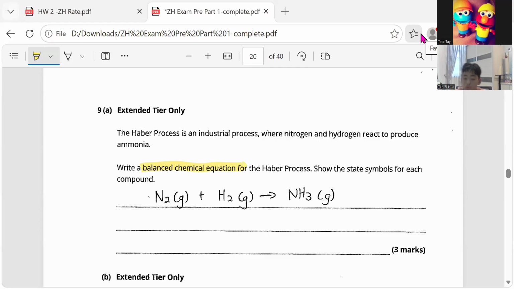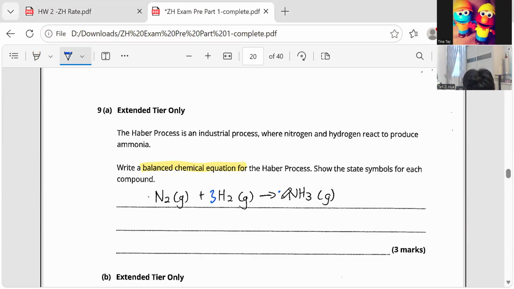3H2 equals to 2NH3. Yeah, okay. So this one is 3. So you must make sure you balance. If not, you will have lost marks for nothing. Okay?